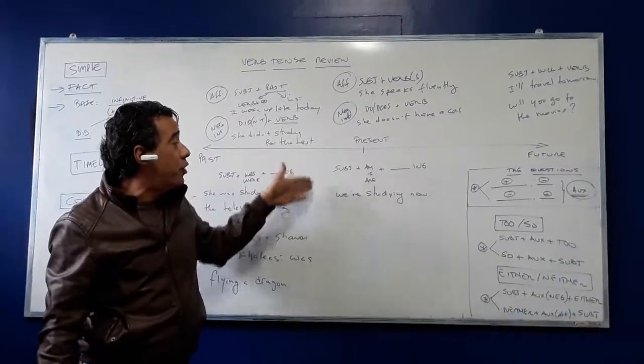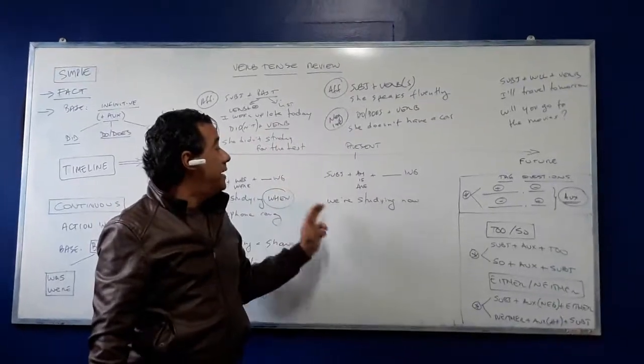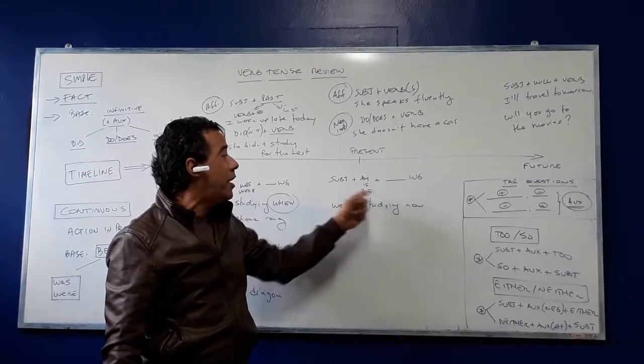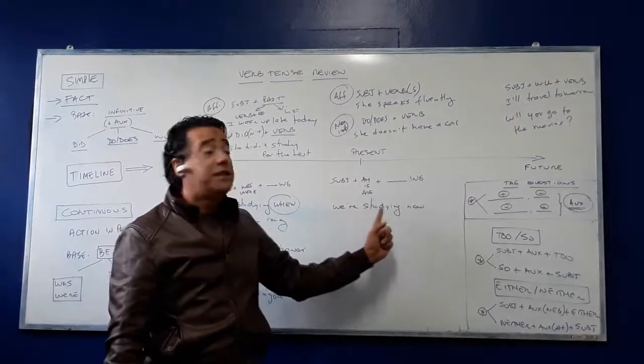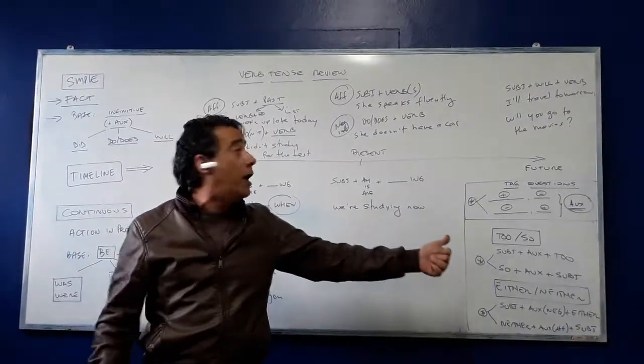The continuous form, we express an action now. So she is studying English now. Note subject plus verb to be, am, is, or are, plus ing. So she's studying now. We are watching TV. We are studying English now, okay?